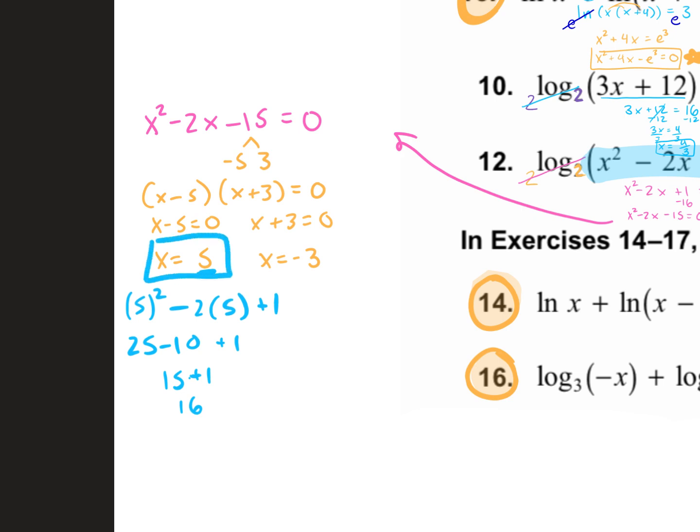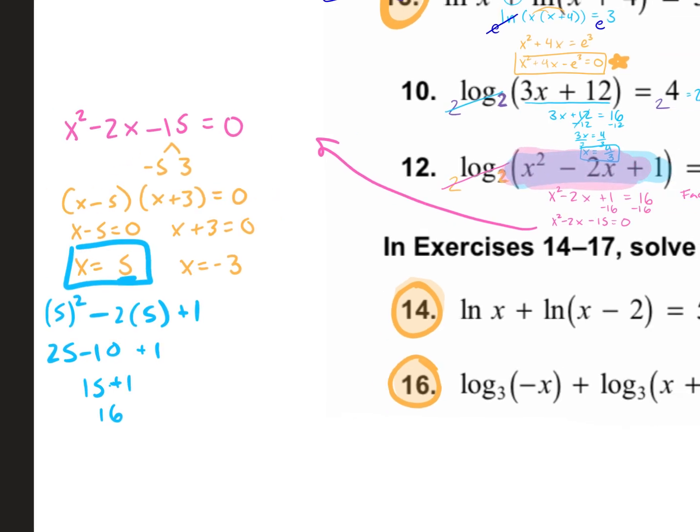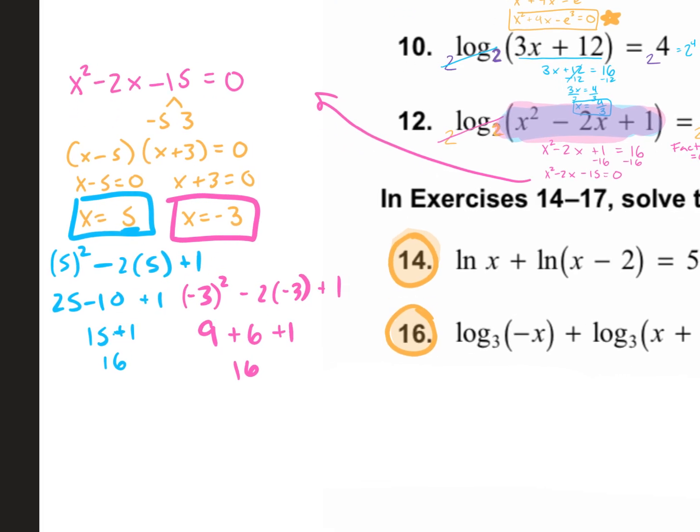So again, we're plugging negative 3 into our equation here. So I have negative 3 squared minus 2 times negative 3 plus 1. So 9 plus 6 plus 1 would be 16. Does negative 3 work? Can I take the log of 16? Yeah. So they're both answers. So this is one of those cases where both of them work. So I told you before, both answers can work. It's not always just the negative that doesn't work. And this is one of those cases. So we got 2 answers here.